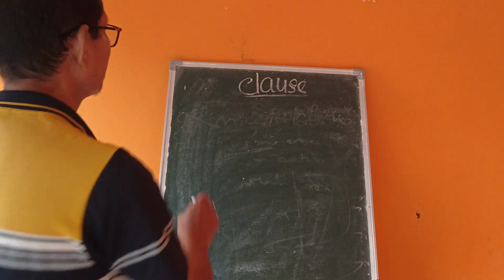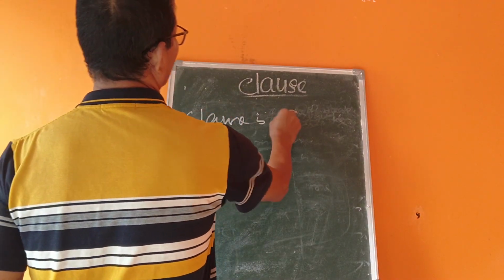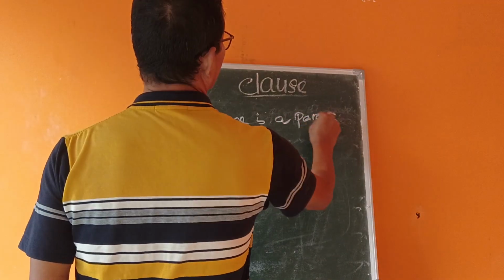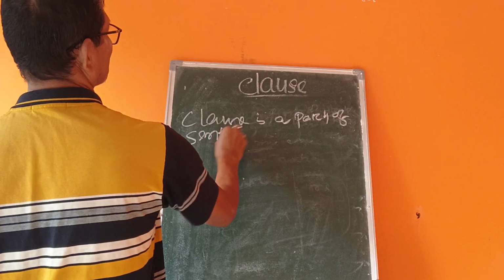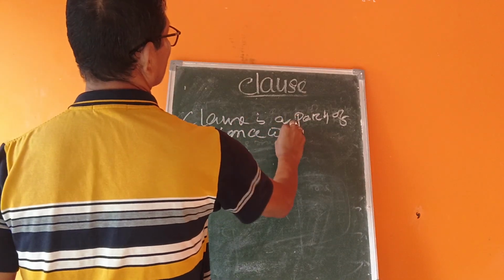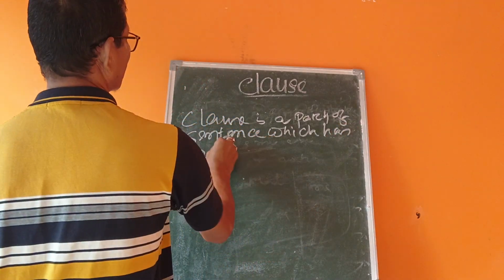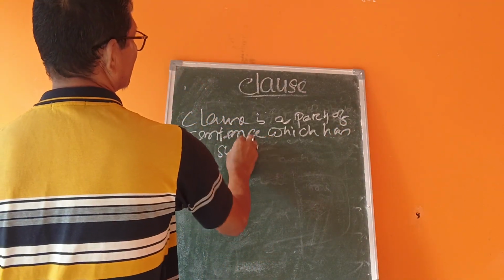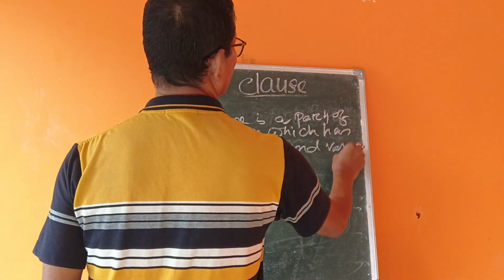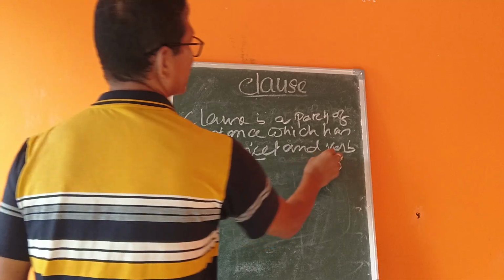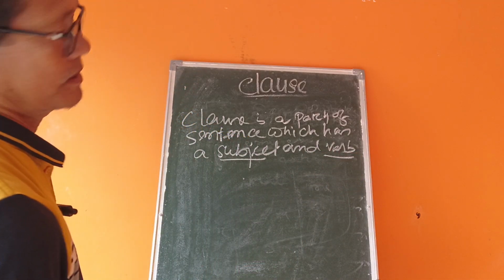Subject and verb. As an example, clause is a part of sentence which has a subject and verb, isn't it? Subject and verb. Clause is a part of sentence which has a subject and verb.